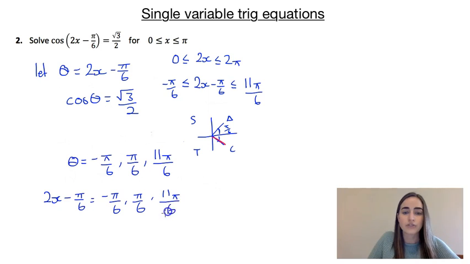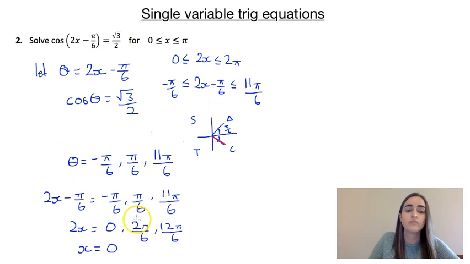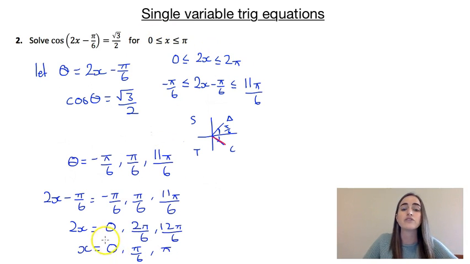And then we're going to have to solve that equation. So I'm going to add pi on 6 to both of them. So I'm going to get 2x equals 0, 2 pi on 6, and 12 pi on 6. And then I'm going to divide them all by 2. So I'm going to end up with x equals 0. Now, if I divide this by 2, I'll end up with pi on 6. And this one, I'll just end up with pi. So within that original domain, we have 3 solutions. We have 0, pi on 6, and pi.